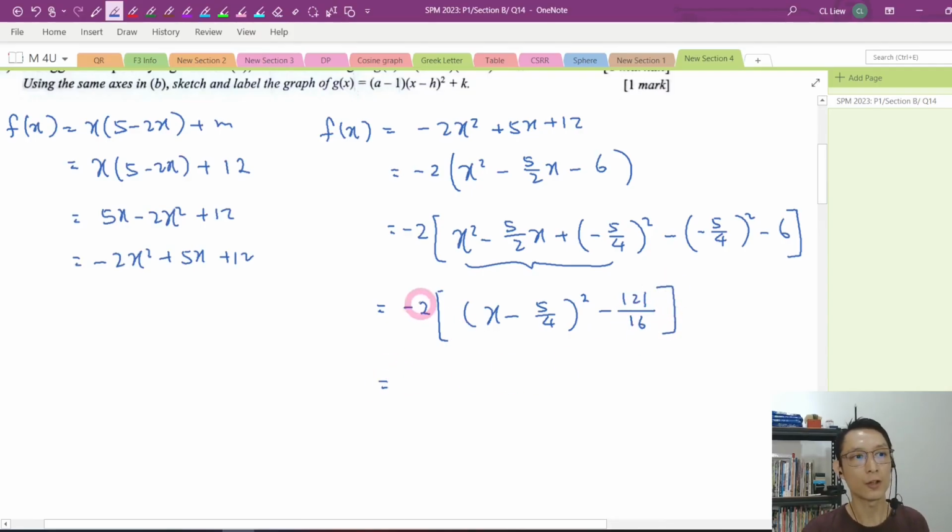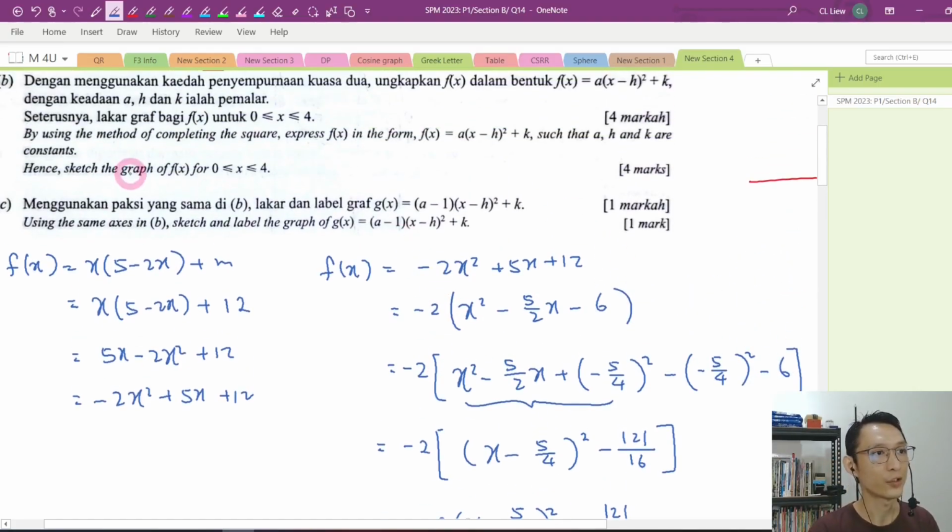Now what I'm going to do now, bring the negative 2, go in, distribute negative 2 to these two terms. So it becomes negative 2 times (x minus 5 over 4) squared, and this time you get positive 121 over 8. Okay, now I can start to sketch a graph. We want to sketch a graph for the domain 0 until 4.